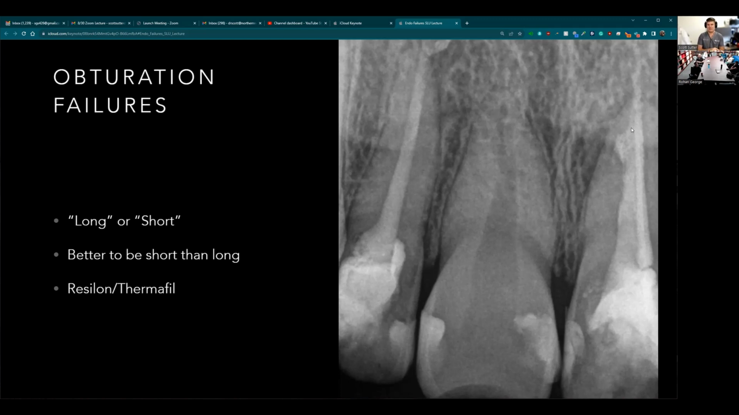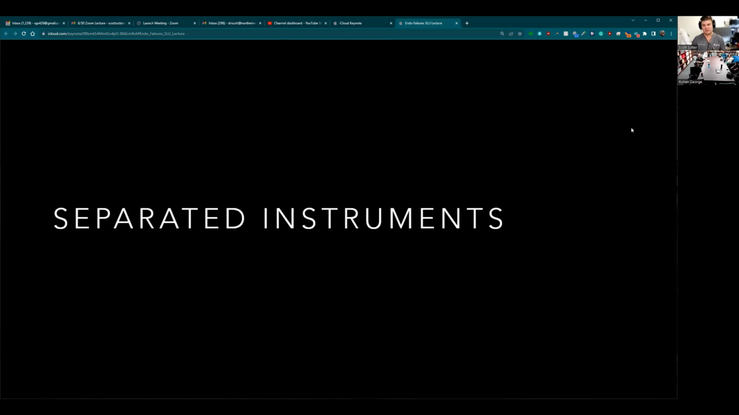The other thing is a lot of users will think, oh, I'm short, I got a ledge, I can't get down to the very bottom of the tooth. So I'll just push really hard with the Thermafil and that'll fix the problem. And it doesn't. So get good at retreating those. You'll see those quite a lot.